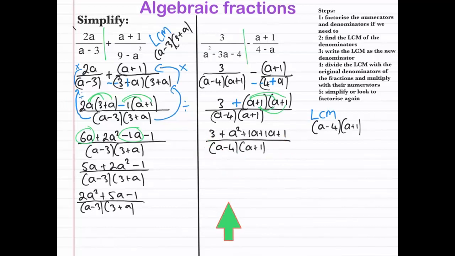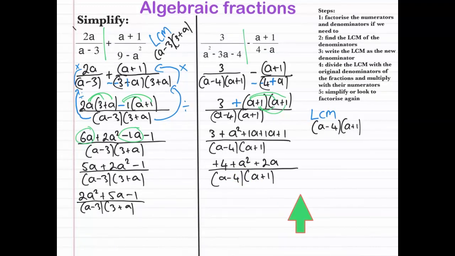And let's continue to simplify that part at the top in the numerator. So again, like terms with like terms. So 3 plus 1 is a plus 4. Okay, there we go. And a squared, so stays a plus a squared, and 1a plus 1a is 2a, so plus 2a. And at the bottom we still have a minus 4 and a plus 1. Okay, let's just rewrite that a little bit better.